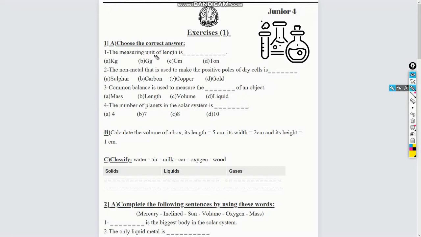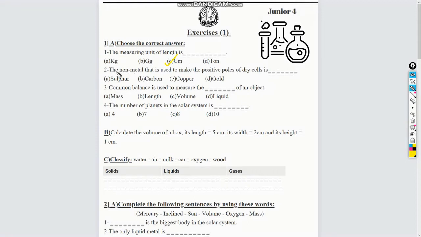The measuring unit of length is, please pause or stop the video, take your time, solve the question, and then check your answer by continuing the video. The answer is centimeter. Another unit for the length is meter and kilometer.